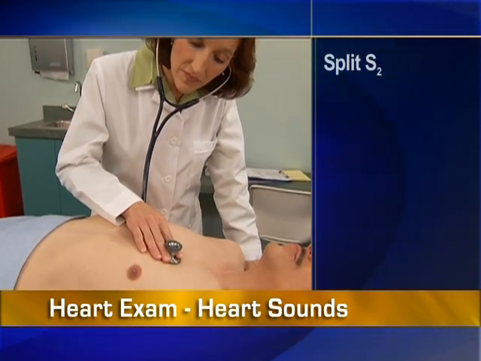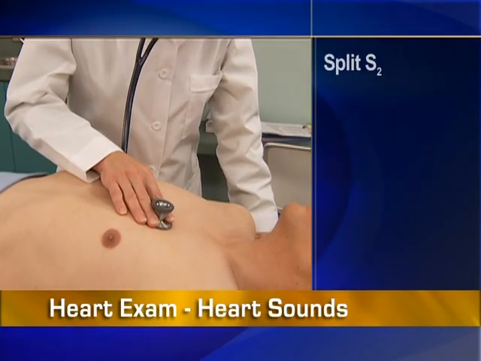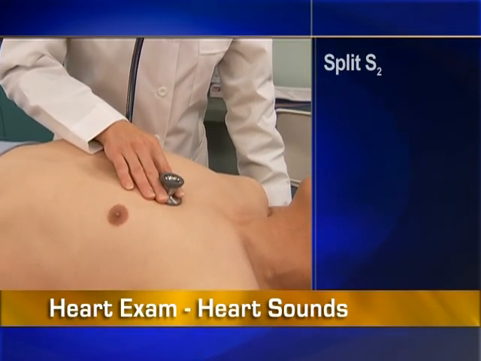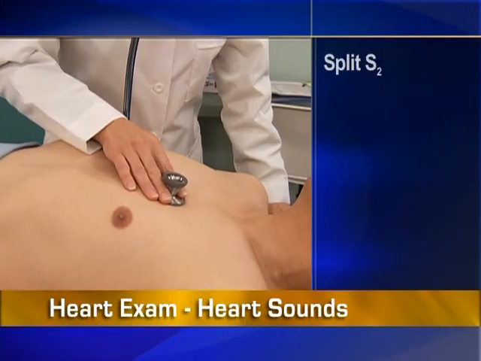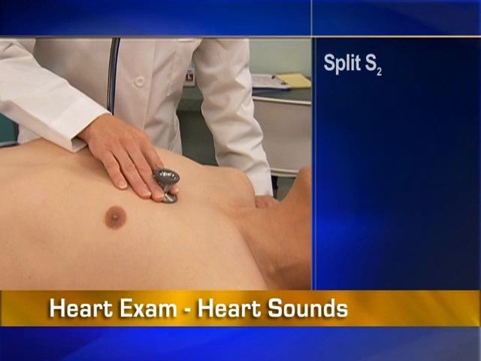In the pulmonic area, you normally may hear a split S2 toward the end of inspiration, because deep inhalation prevents the aortic and pulmonic valves from closing at the same time. A split S2 sounds like this.